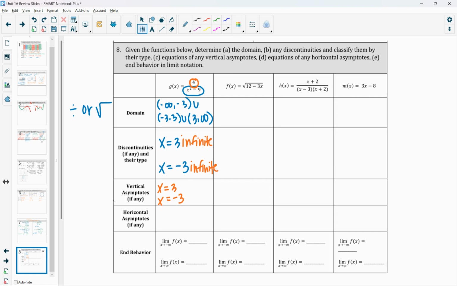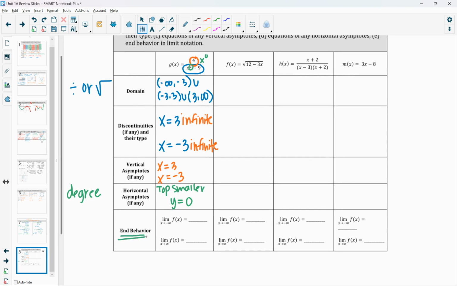Then for horizontal asymptotes, remember that you look at the degree on the top and bottom. So in this case, our degree on top is 0 because we don't have an x term. So it's x to the 0 and we have an x squared. So our top is smaller. Okay, our top degree is smaller. That means that it's automatically a y equals 0 horizontal asymptote.